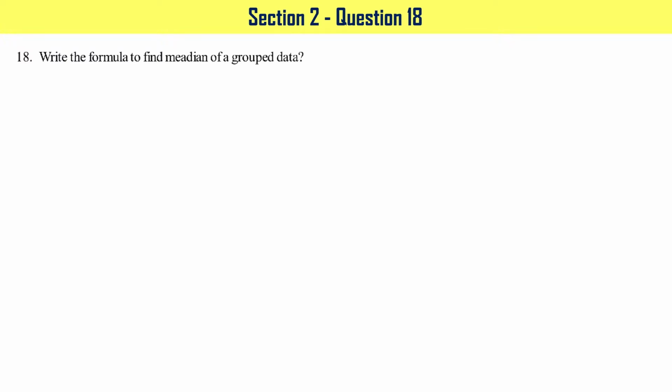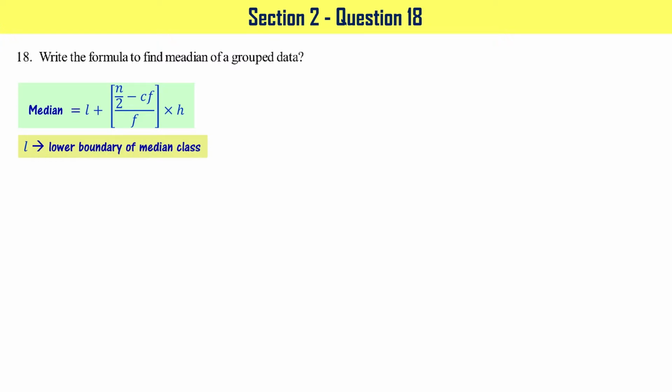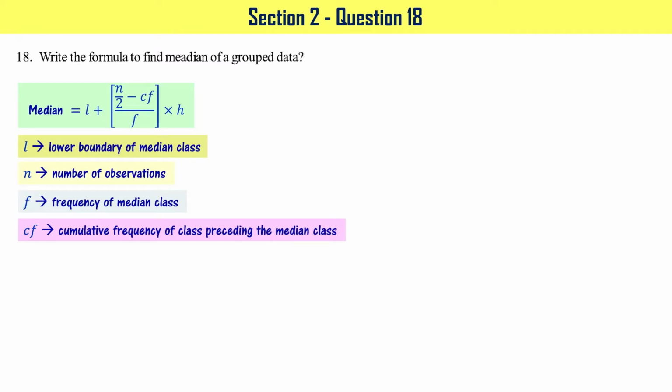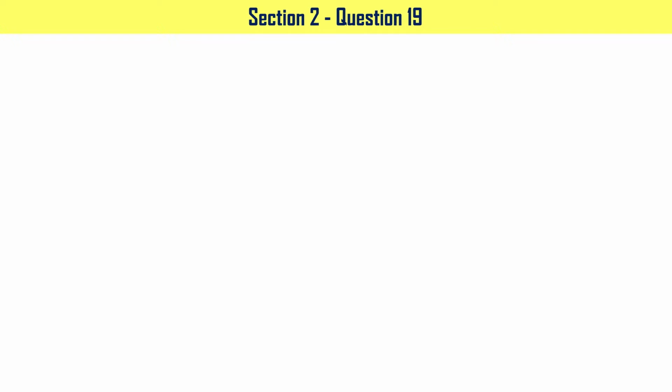Write the formula to find median of a grouped data. We know median is equal to L plus (n by 2 minus Cf) divided by f, times h, where L is lower boundary of the median class, n is number of observations, f is frequency of the median class, Cf is cumulative frequency of class preceding the median class, and h is class size or size of the median class. Please note this formula. Let's go to the next question, that is question number 19.